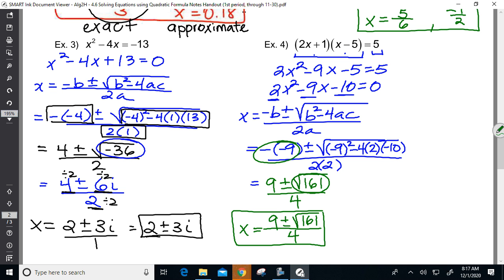Your approximate answers come from actually working that out, putting it in the calculator. So 9 plus the square root of 161, divided by 4, is going to give you one of your answers. And 9 minus the square root of 161, divided by 4, is going to give you the other answer. Just as I mentioned yesterday, if the directions tell you to give both, then you are required to give both. Don't just take it upon yourself. Make sure you follow what the directions ask you. So one of your answers is 5.42.